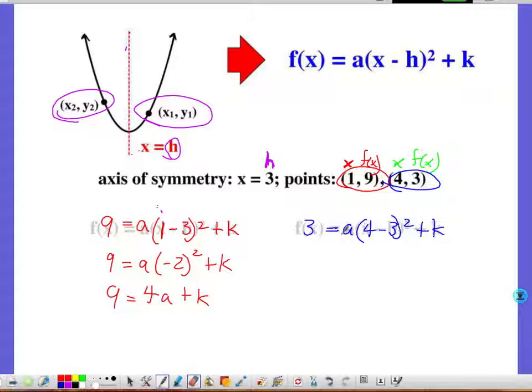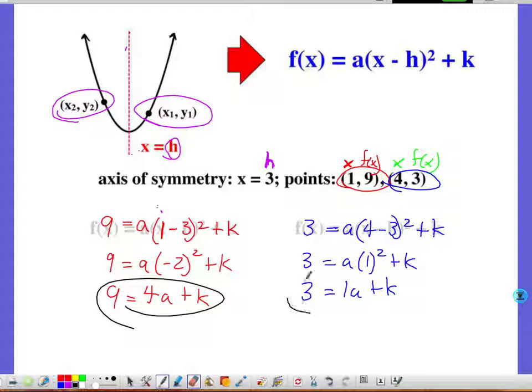Now let's go ahead and simplify this. 3 is equal to a. What is 4 minus 3? Well, that's 1 squared. Or that's basically 1, and then we have the squared on the outside plus k. And this simplifies to 3 equals 1a plus k, because 1 squared is basically 1. Alright, we simplified both of the equations.